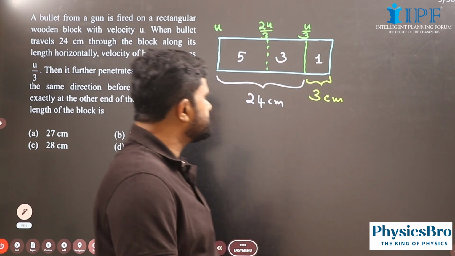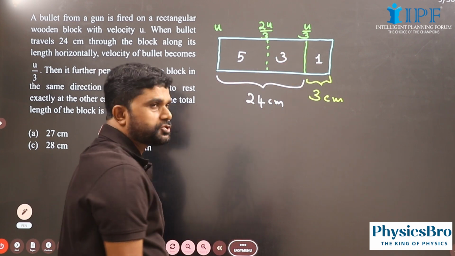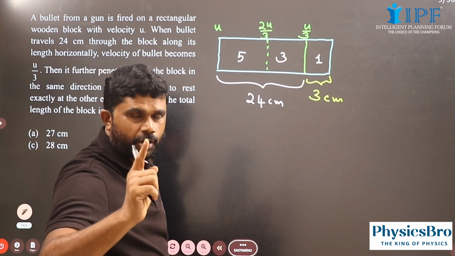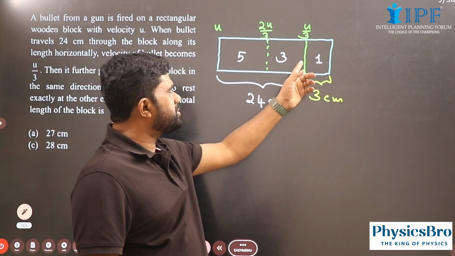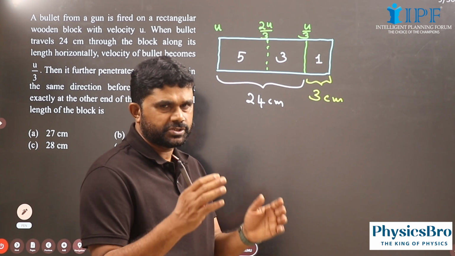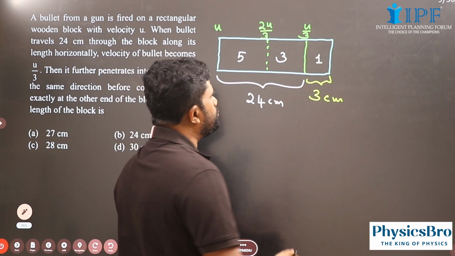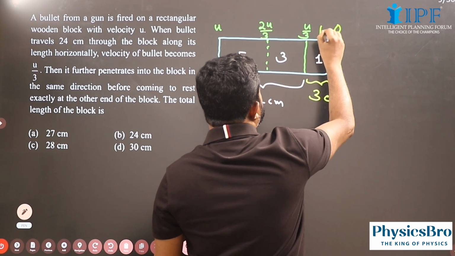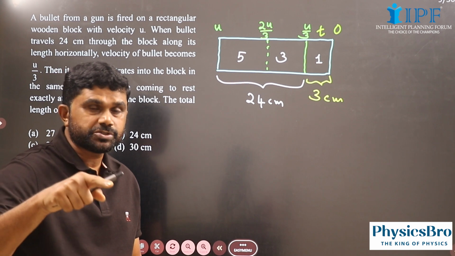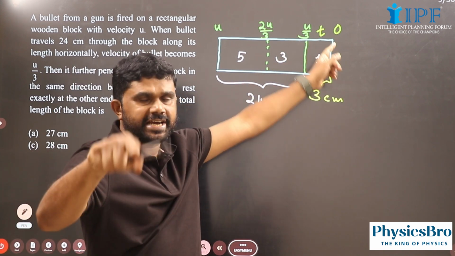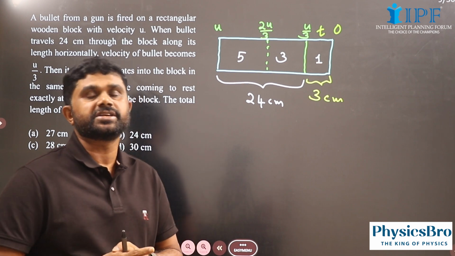Okay. Here, after penetrating 24 centimeter, its velocity falls to u by 3. Then only 1/3 of its initial velocity remains. And it comes to rest at the other end of the block. Suppose the time required to reduce its velocity from u by 3 to 0 is t. The retardation is assumed to be uniform. See, it loses 1/3 of its initial velocity in time t. Then it must have elapsed 2 such intervals.